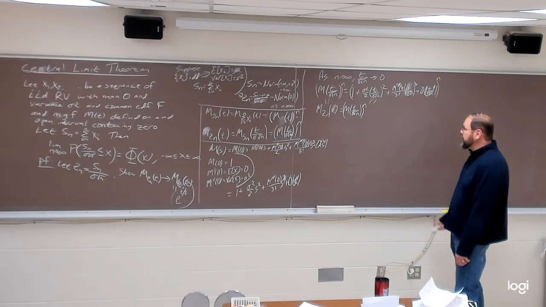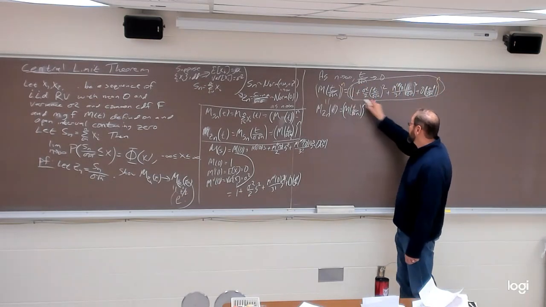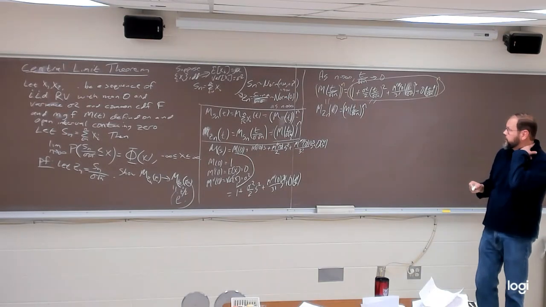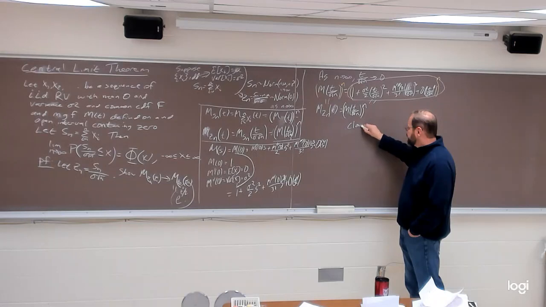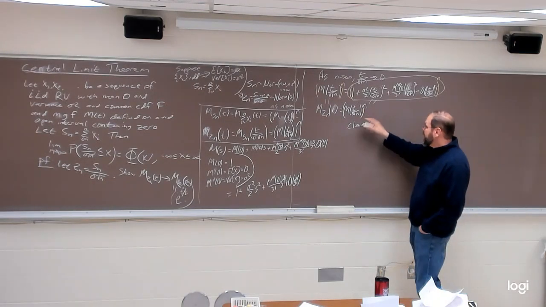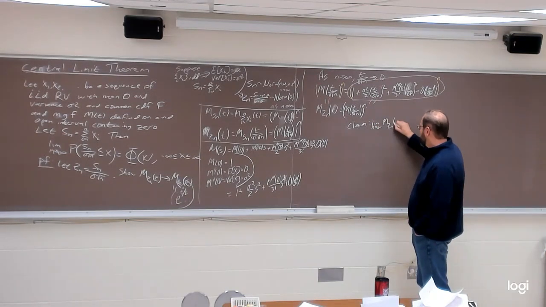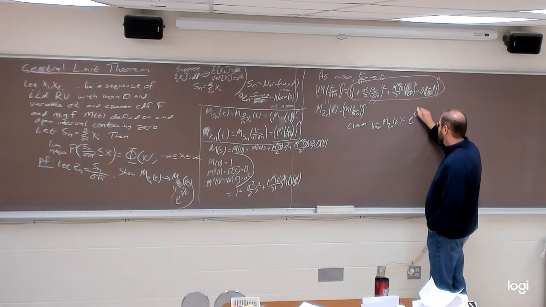So what I really need to do now is figure out what this limit is as n goes to infinity. Okay. And my claim is, and I'll justify most of it, I'll leave one statement for you to finish justifying, but my claim is that this limit as n goes to infinity of M sub Z sub n of t, this limit right here, will equal e to the t squared over 2.